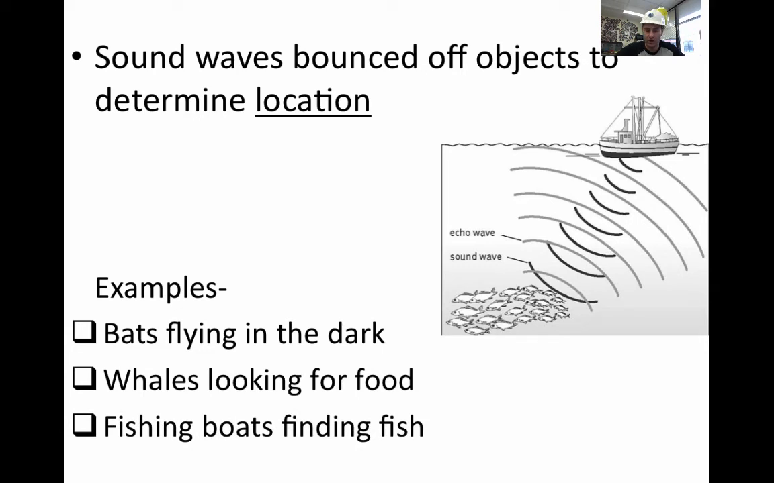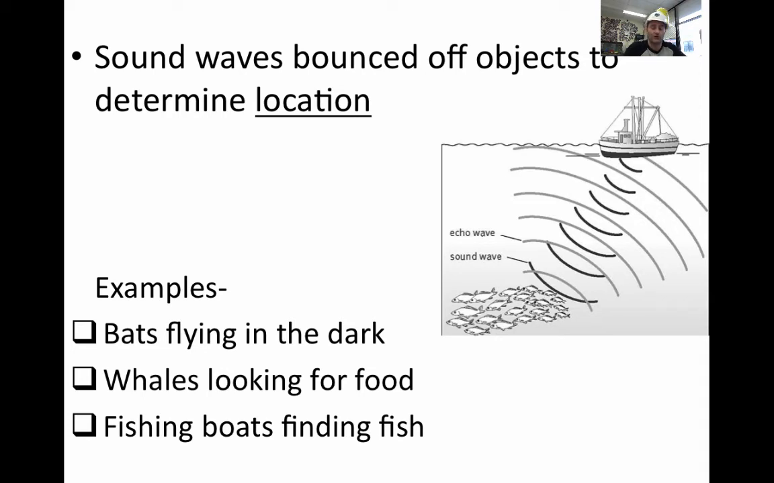Now, as humans go, we have adapted this for fishing boats. If you've ever been in a boat, they can tell how deep the water is, or can tell where there are big schools of fish. It's because the fishing boat's sending off a little sound, and it's bouncing off the object, coming back to the boat. It's timing how long it goes, and it calculates the distance to those objects.